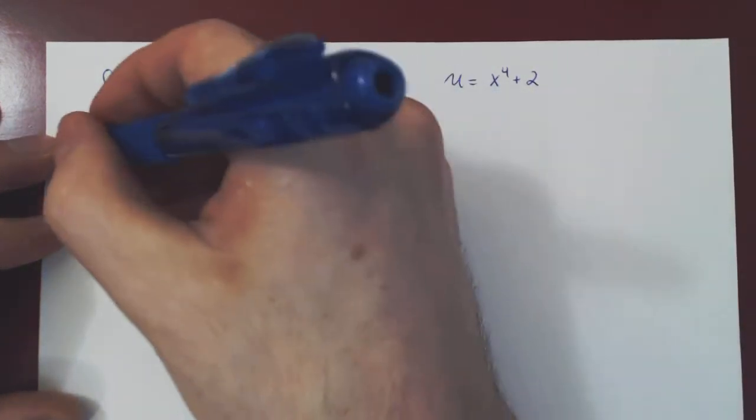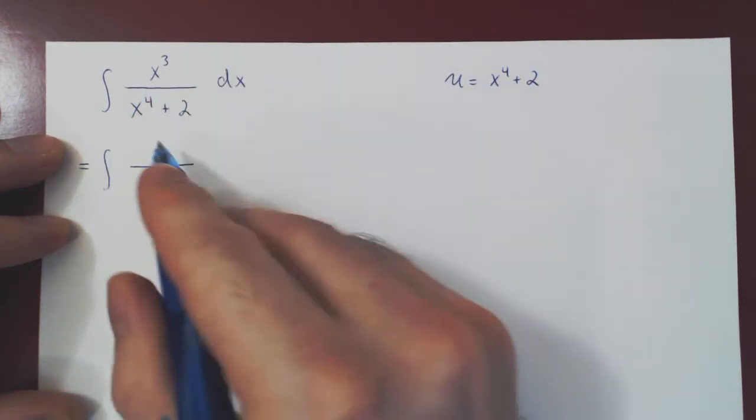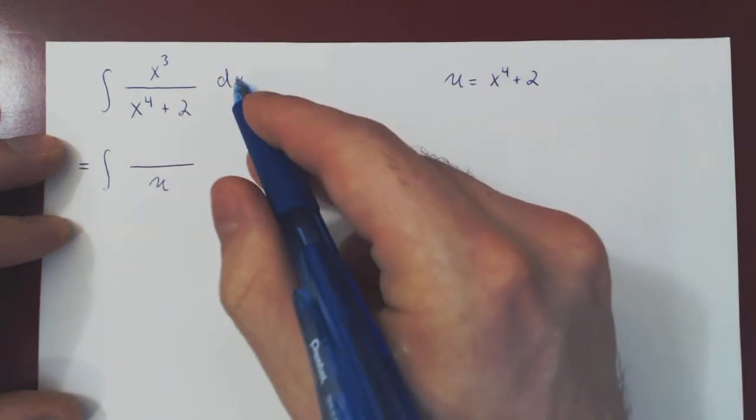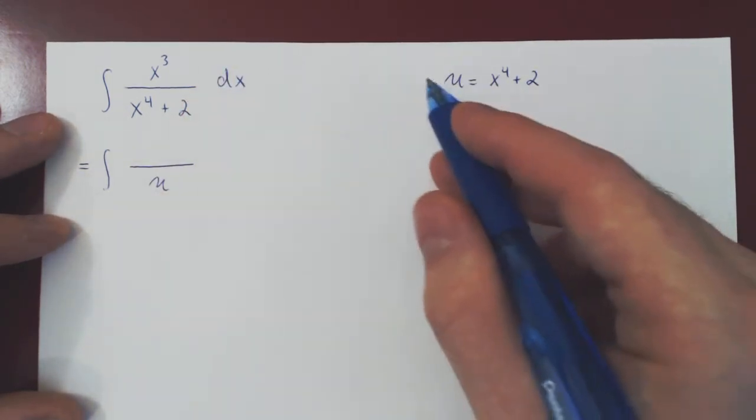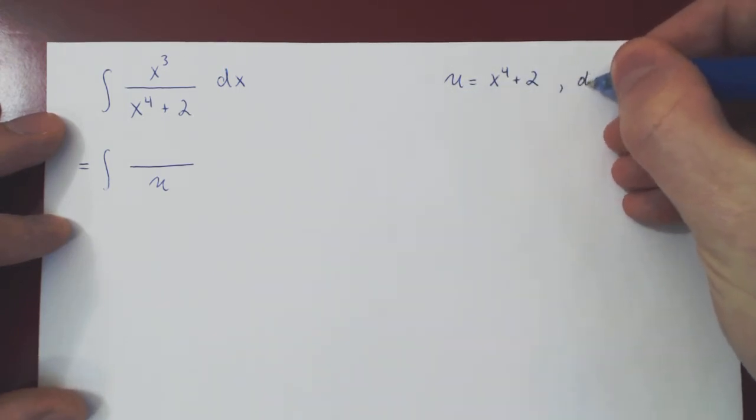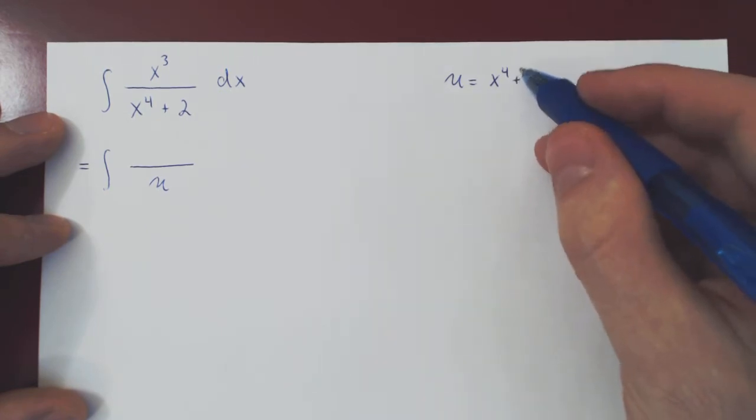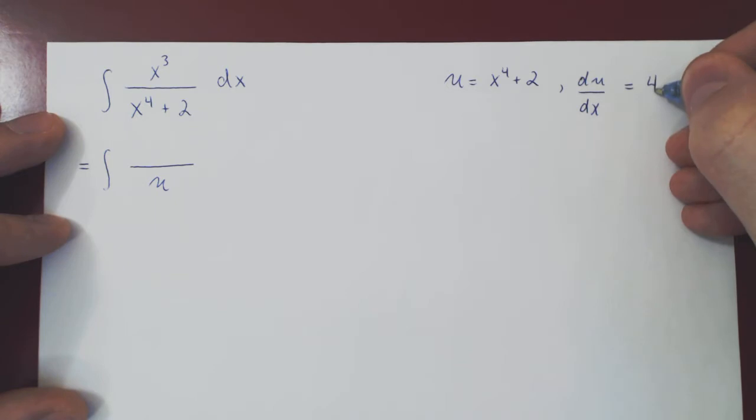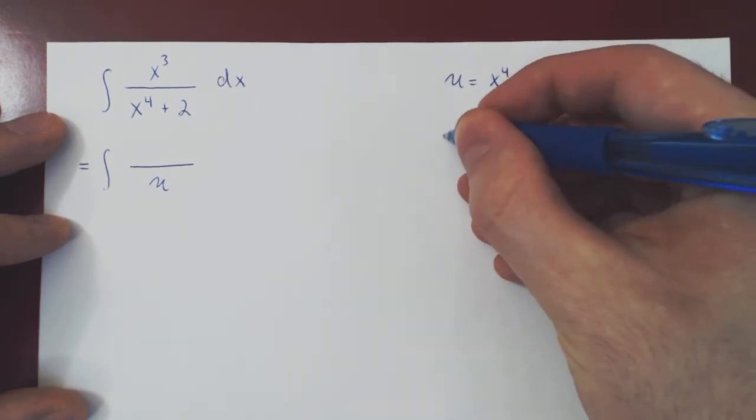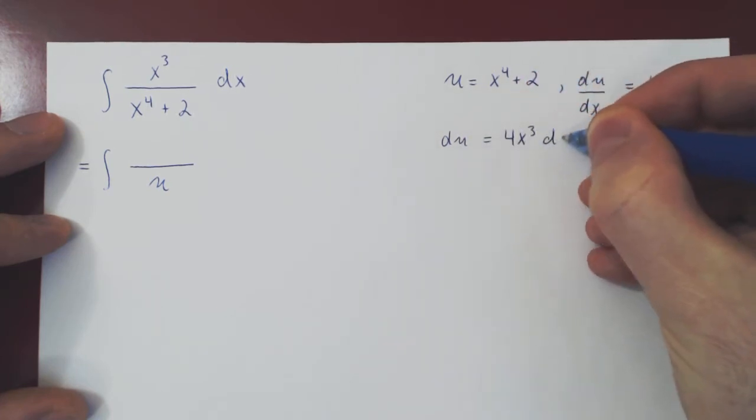So let's start replacing. Everything in terms of x must be replaced in terms of u. X to the 4 plus 2 is u. And now to find our dx as a function of du, we differentiate. U is a function of x, so we can take its derivative with respect to x, du over dx, and the derivative of x to the 4 plus 2 by the power rule is 4x cubed. Multiply by dx, and so du is 4x cubed dx.